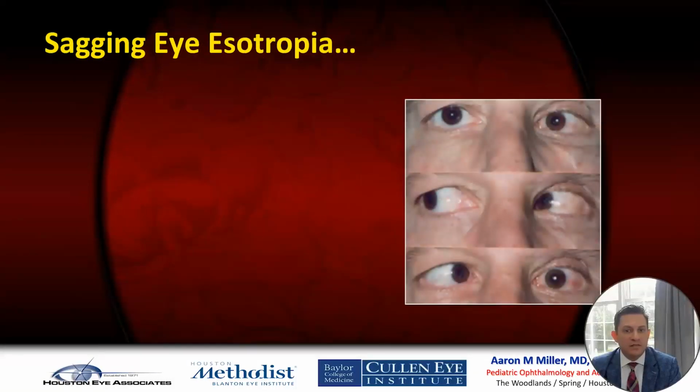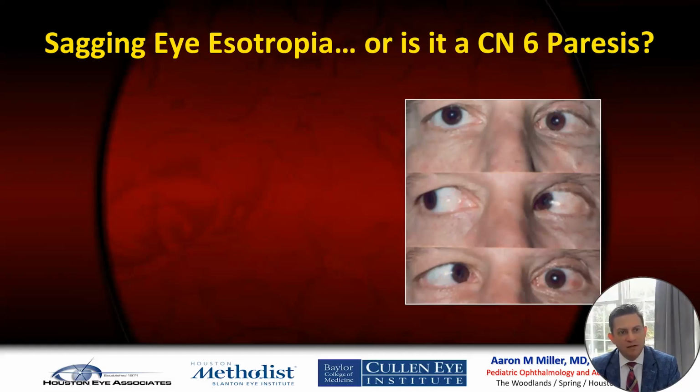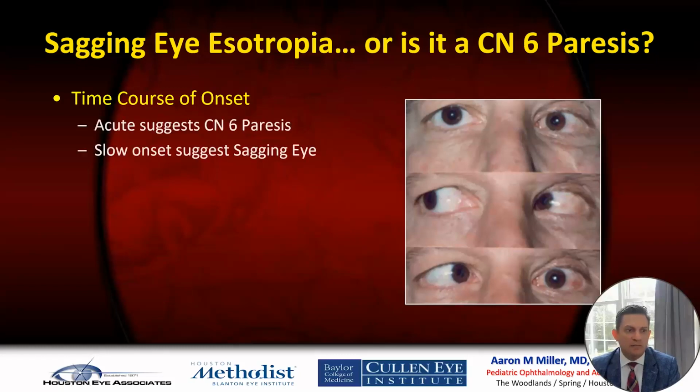So looking at sagging eye esotropia, looking at this patient, the question is what's going on, or is this instead a cranial nerve 6 paresis? This is where time course of onset really is important. Any kind of acute onset strongly suggests a 6 nerve paresis, although I've had 6 nerve palsies that were more chronic and insidious from compression from tumors. But if it was a slower onset with maybe more full motility abduction, then it might suggest more of a sagging eye.